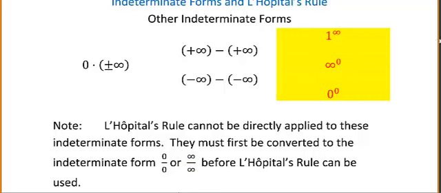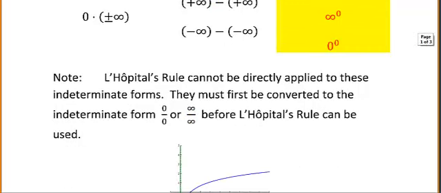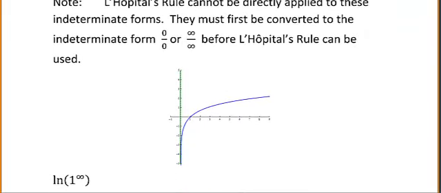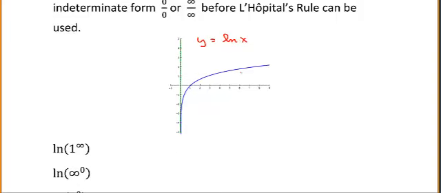Now let's take a look at why these are indeterminate forms. The others we might be able to see a little more clearly why they're indeterminate forms. These perhaps not so much. This is the graph of y is equal to the natural log of x. And so what we're going to do is consider the natural log of each of these expressions.